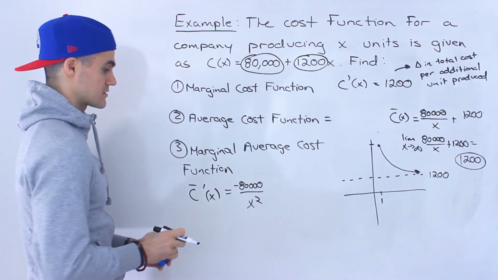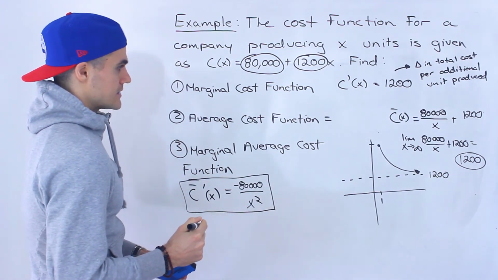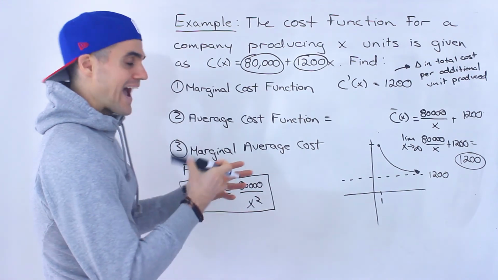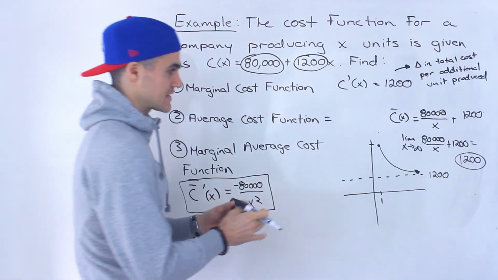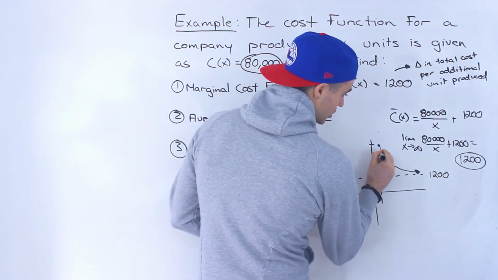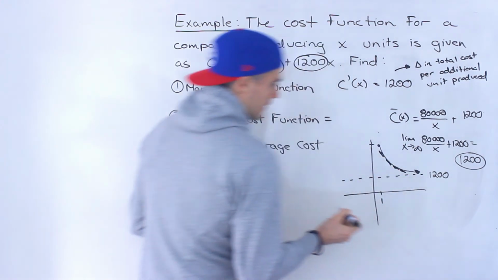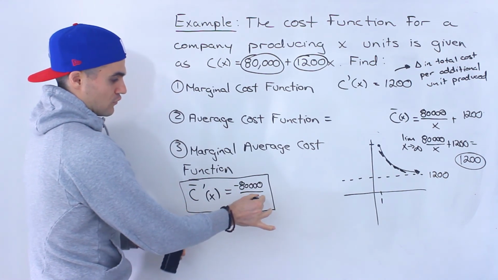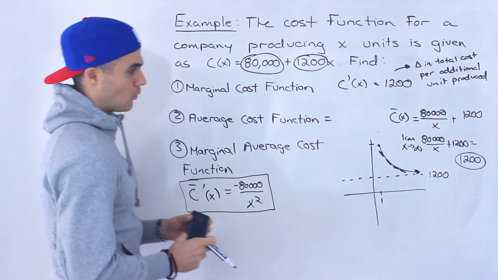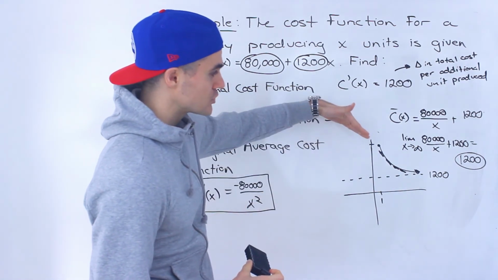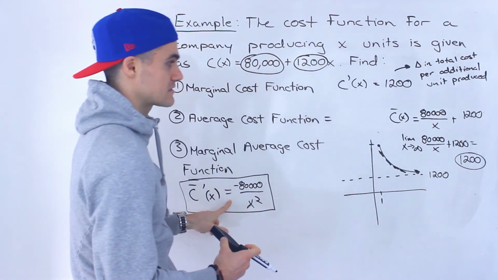That's going to be the marginal average cost function. And what this is giving us is the amount that the average cost function is changing for each additional unit produced. So it's actually giving us the slope of the tangent at each of these points here. And notice that it's always going to be negative for any positive x value that you plug in. And so what that means is basically that average cost per unit, it's actually going down, right? That's what this is telling us.